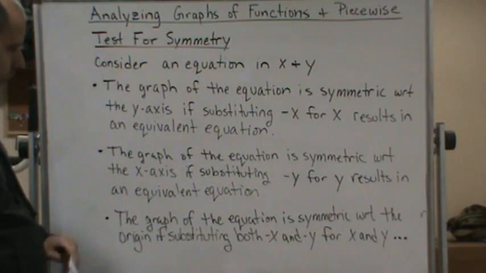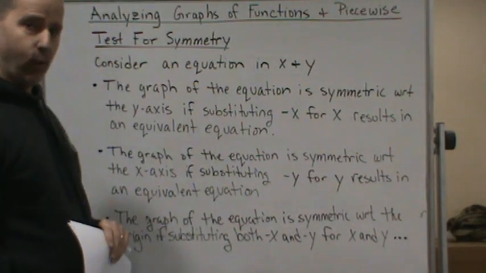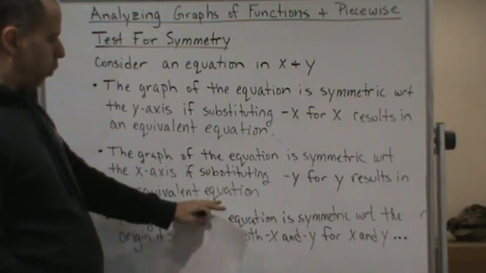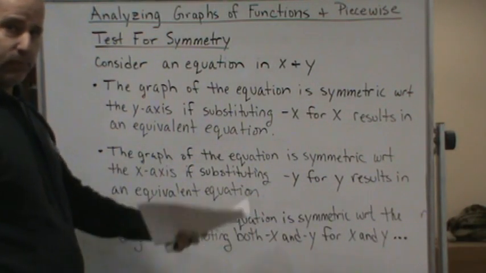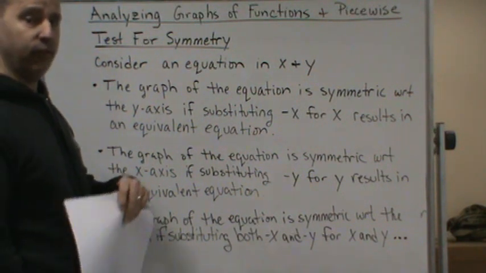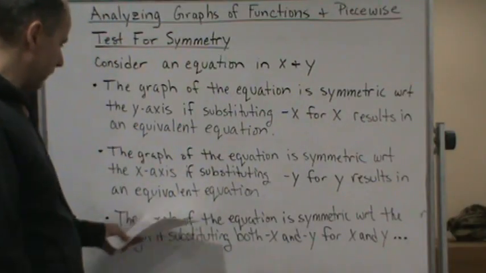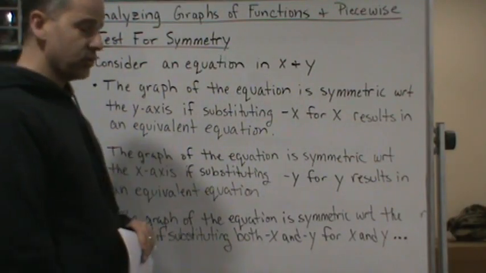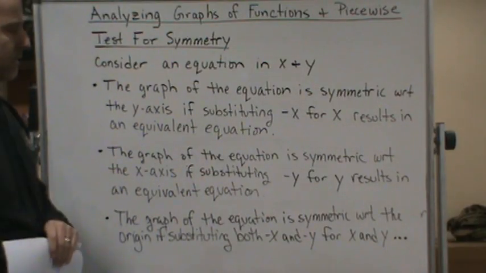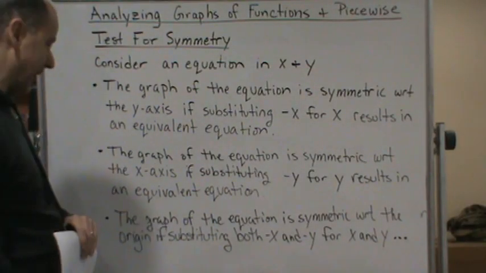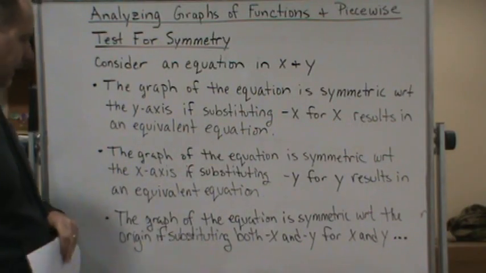Now, the second one says, what if I replace y with negative y? If you replace y in the equation with negative y and then you simplify it and it turns out to give you back the original equation, so you get the equivalent equation back, then that tells you that the graph of this equation is symmetric with respect to the x-axis. Okay, so that's what the second bullet point is saying.